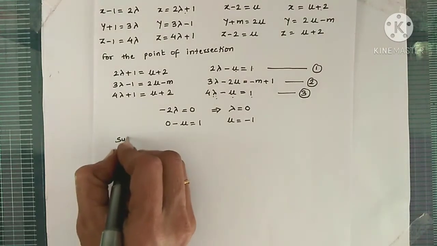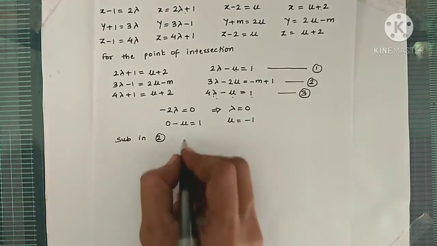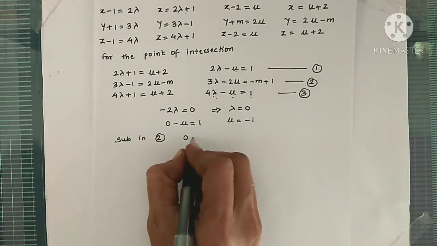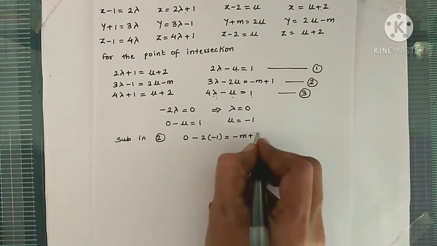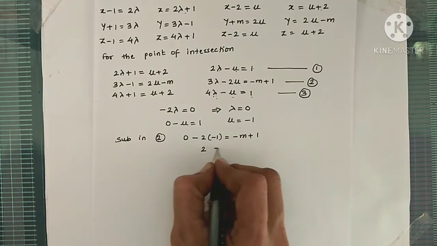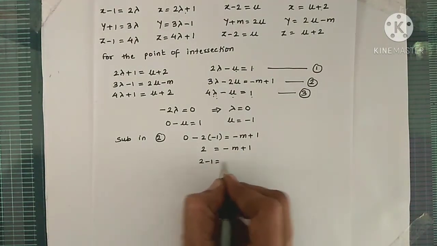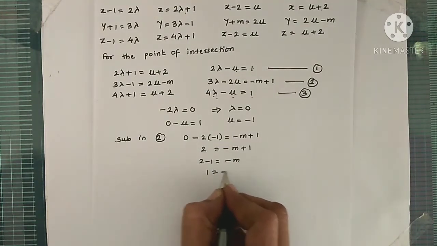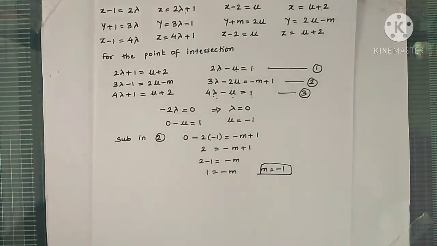Substituting in equation 2, we have 3 lambda, but lambda is 0, so this becomes 0. Minus 2 mu, that is minus 2 into minus 1, equal to minus m plus 1. So 2 equals minus m plus 1. So 2 minus 1 equal to minus m. So the value of m equals minus 1. So solving these two equations simultaneously, we can find lambda and mu, and substituting those values, we can find m.